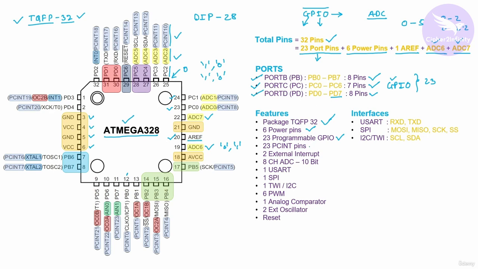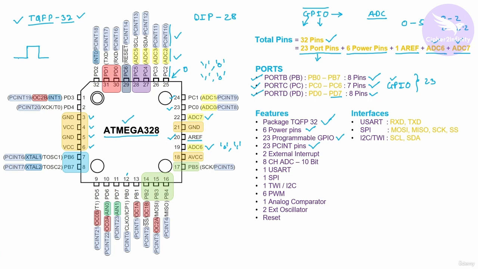After that, the next feature is 23 PCINT pins. PCINT stands for pin change interrupt. What exactly that means, I will discuss in a moment. Whenever there is a change in logic on a particular pin, the interrupt routine will be called. You will not have an idea about interrupt routine yet, so I will not go into that much detail.